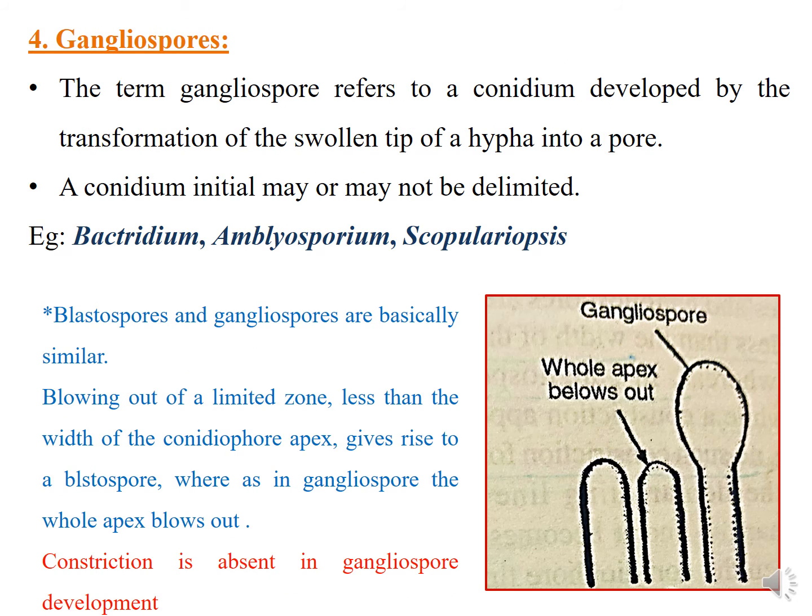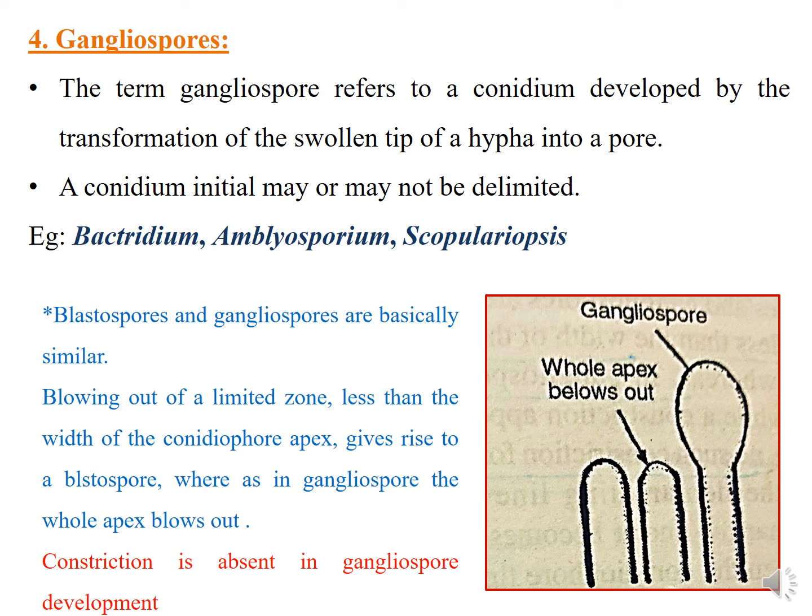So the fourth one is the gangliospore. The formation of gangliospores also looks similar to blastospores. In gangliospores, what happens? The conidium develops by transformation of the swollen tip of the hypha into a spore. Here this is the hypha, where the tip of the hypha swells and forms a conidia-like structure, which we call a gangliospore.